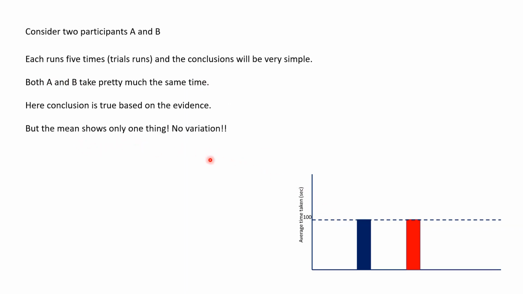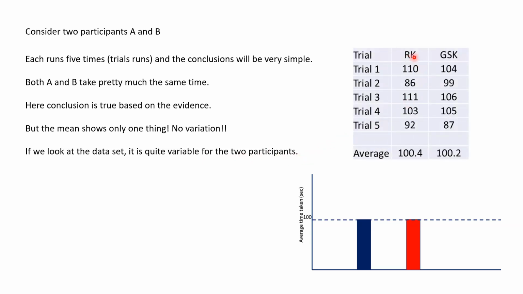But the mean shows only one thing. Is it enough? It doesn't show the variability. Next time if the participant runs, can I confidently say that he will take 100 seconds? No. If you look at the data set, it is quite variable for the two participants. As you can see here, for RK, in one trial he has taken 110 seconds, in another trial he has taken 92 seconds. For GSK, this participant has taken 99 seconds, 105 seconds, so varying times.